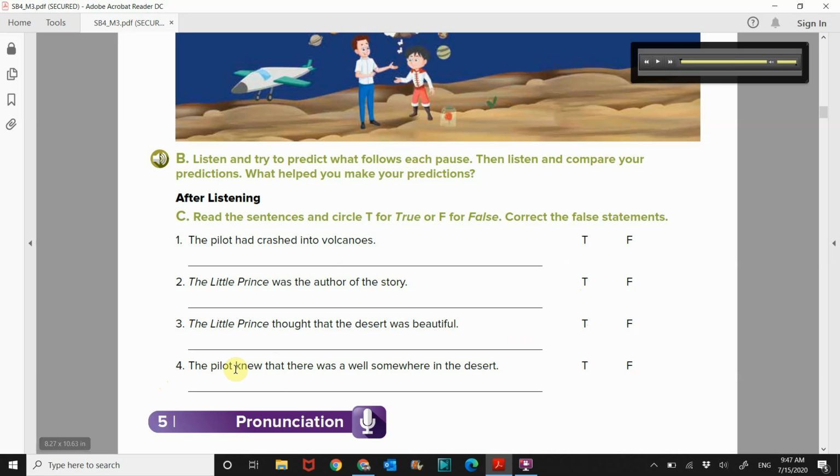And number 4, the pilot knew that there was a well somewhere in the desert. Did the pilot know? No, the pilot did not know. This is false. The Little Prince knew. So you can change this two different ways. You can change the pilot to the Little Prince knew that there was a well. Or you can change it to say the pilot did not know that there was a well. Either way you change it is okay.